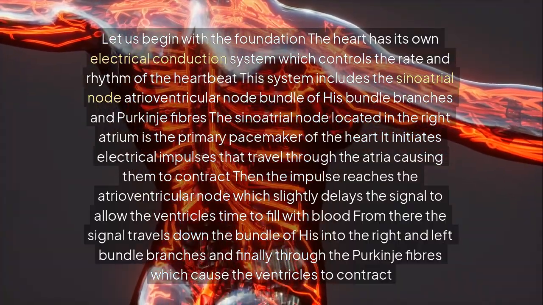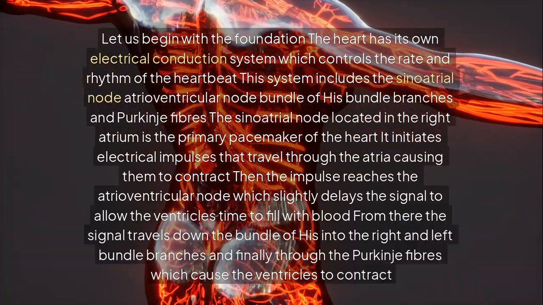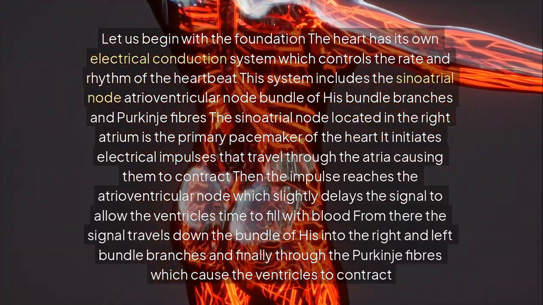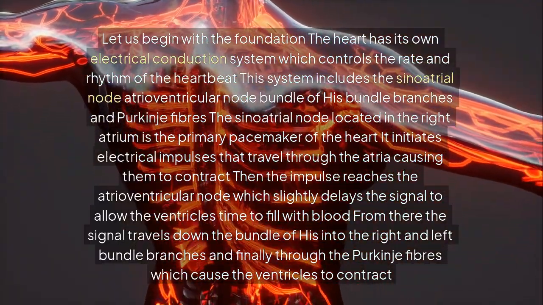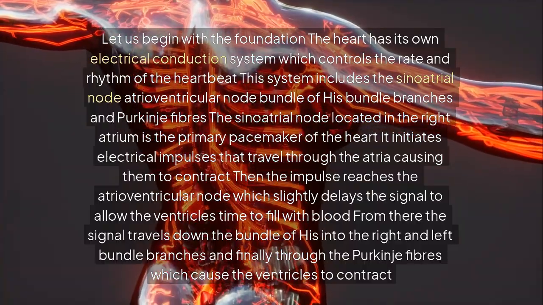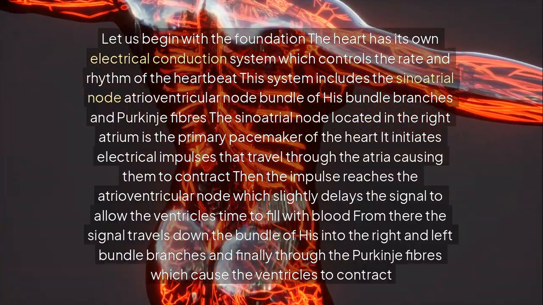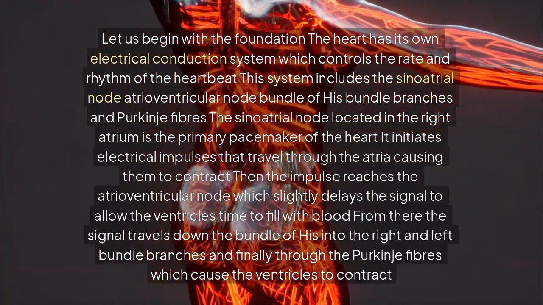Then the impulse reaches the atrioventricular node, which slightly delays the signal to allow the ventricles time to fill with blood. From there the signal travels down the bundle of His into the right and left bundle branches and finally through the Purkinje fibers, which cause the ventricles to contract.